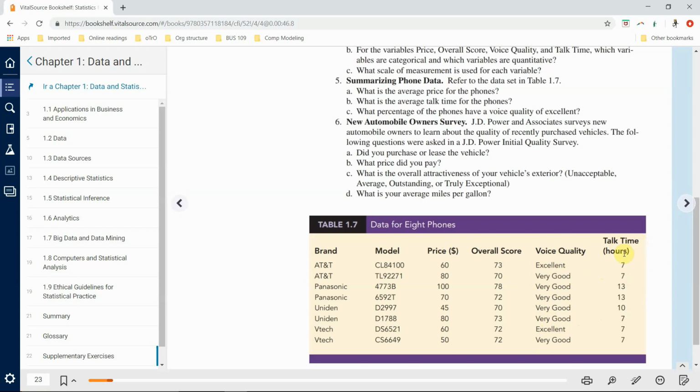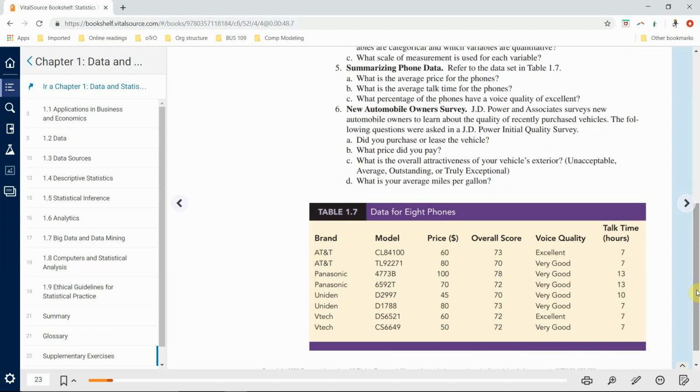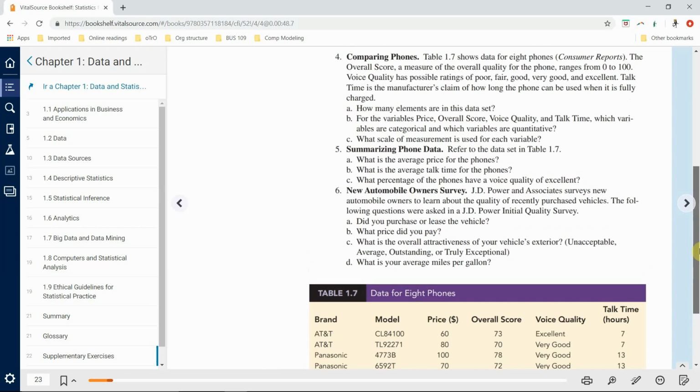Talk time. Time, think of ratio. So this is quantitative and ratio. Again, think about that 0. What does that 0 mean? If talk time has 0 hours, that means something, because you can't have time be less than 0. So those are the answers for question number 4.